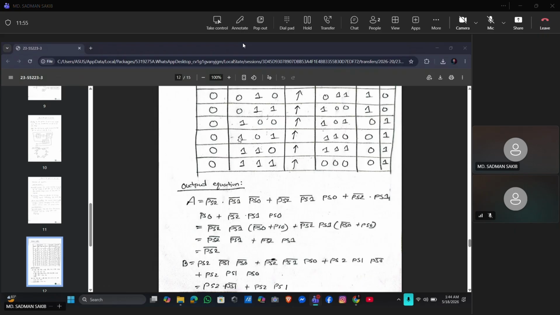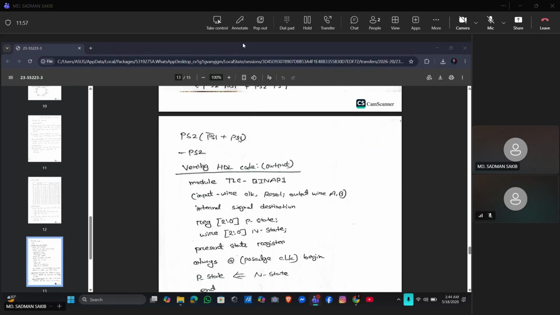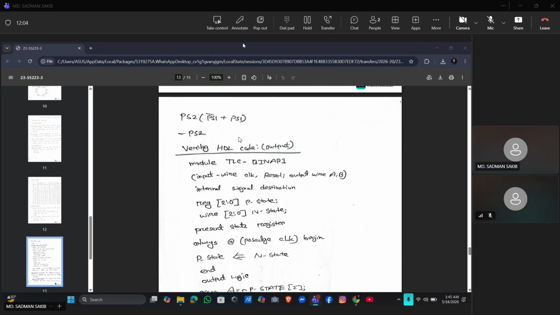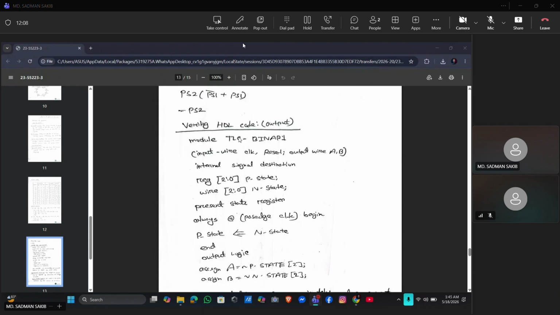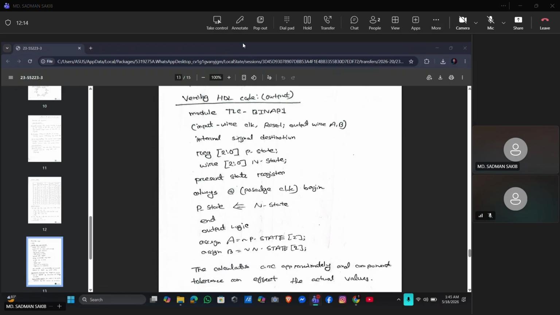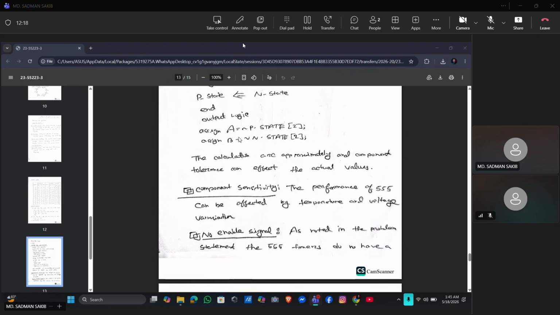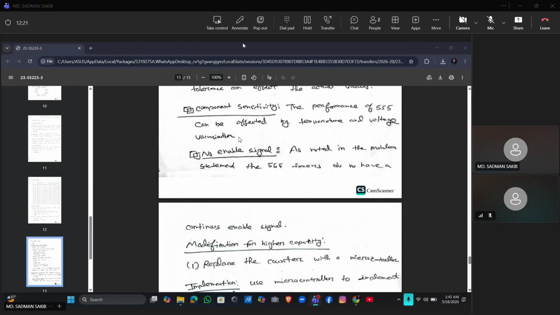The page shows the Verilog HDL code for the FSM output design. The module uses clock, reset, and output signals A and B. The code updates the present state on every positive clock edge and generates output using combinational logic. The page explains additional limitations and improvements.